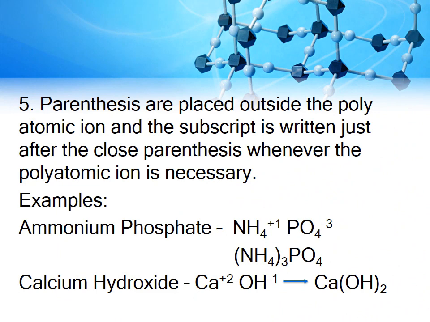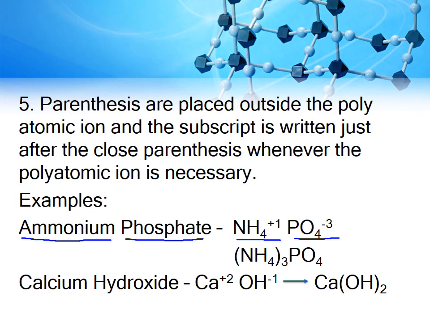The last rule in writing chemical formula is parentheses are placed outside the polyatomic ion and the subscript is written just after the closed parentheses whenever the polyatomic ion is necessary. For example, ammonium phosphate. We are asked to write the correct formula of ammonium phosphate. So again, according to the rule, we will write the symbol or the formula of ammonium and its oxidation state. And we have here NH4 positive 1. And phosphate, which is PO4 negative 3.